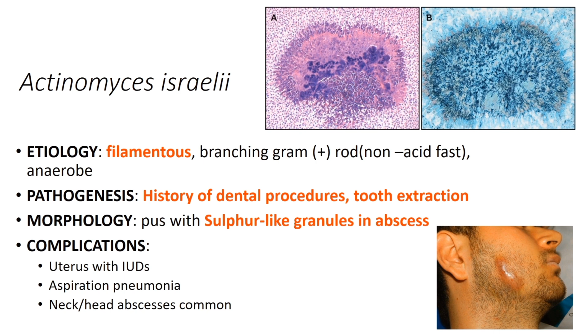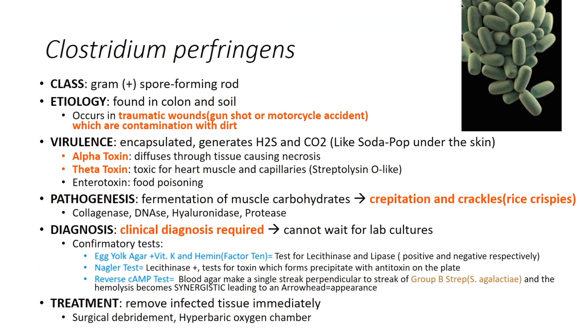And up in the top right here, we actually have kind of a histology of what that granule looks like. So complications depend on where it is. It's not always in the face. It can be in the uterus, and that's from IUDs, aspiration pneumonia, and then the neck ones, which I had just discussed. All right, so here we have Clostridium perfringens.